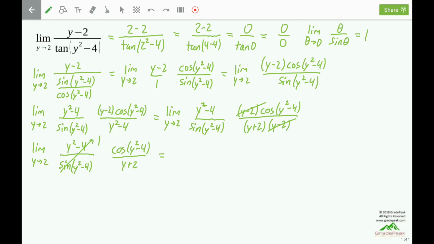And we will have 1 from the first fraction times the cosine of 2 squared minus 4 divided by 2 plus 2. 1 times anything is that same thing, so we will just cut cosine of 4, 2 squared is 4, minus 4, divided by 2 plus 2, which is 4. We will have the cosine of 4 minus 4 is a 0 over 4. The cosine of 0 is 1, and therefore we will get 1 over 4.